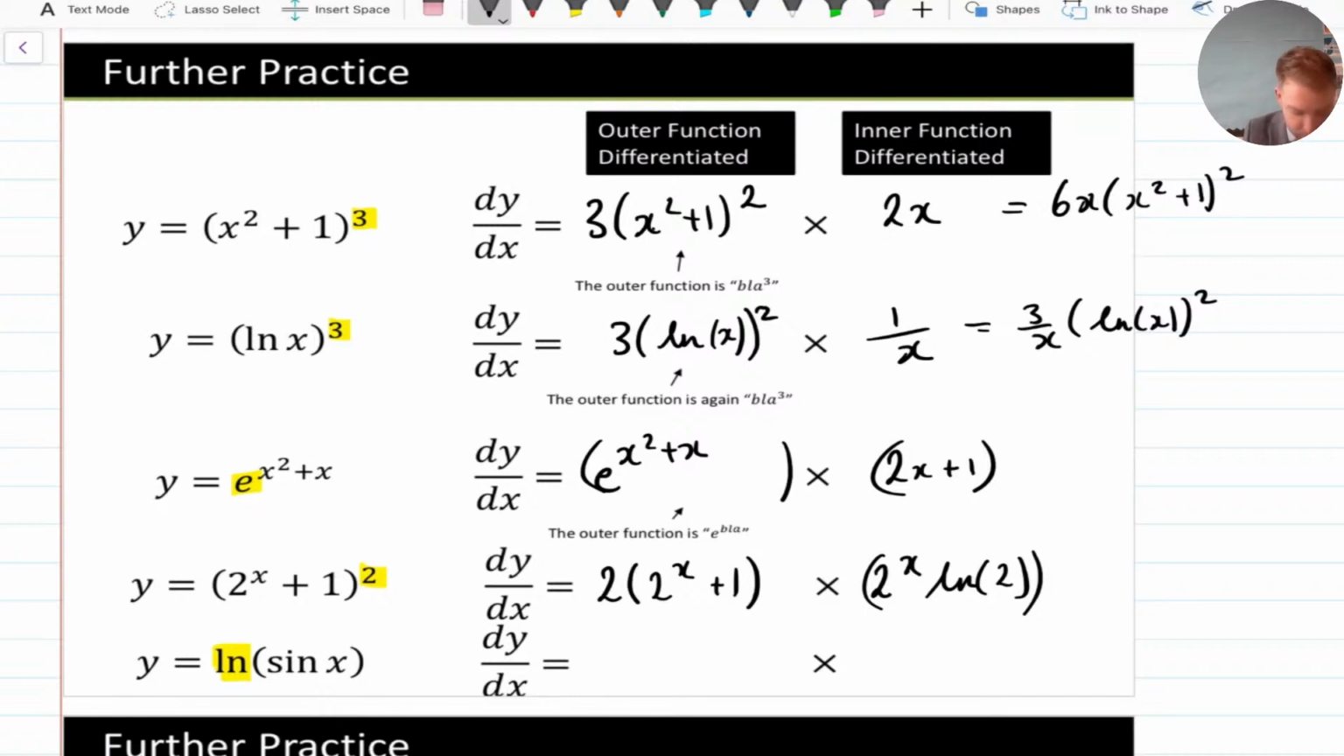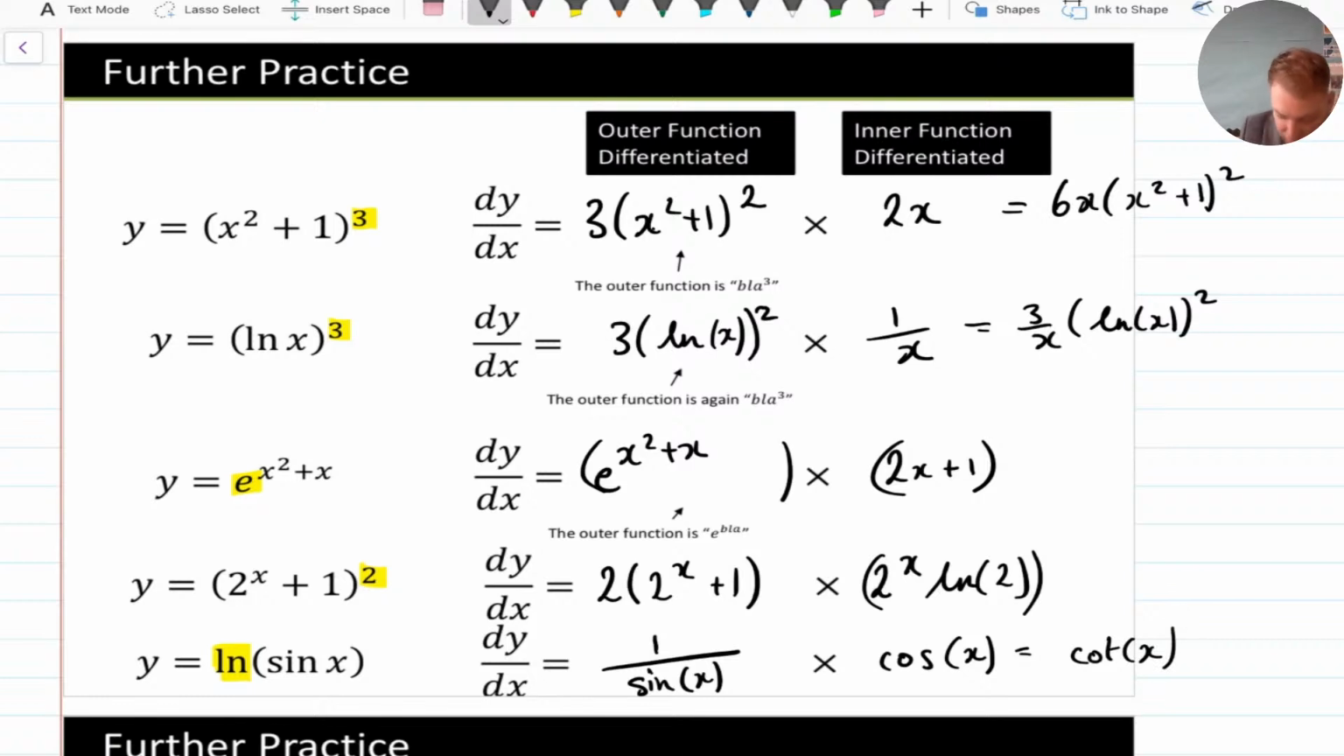Now the last one, so this one here, if I differentiate outside that function, ln is 1 over what's inside it. So it's going to be 1 over sine of x times by differentiate inside of that, which is the sine x, which goes to sine differentiates to cos of x. So this would be equal to cos over sine, which is equal to cot of x.